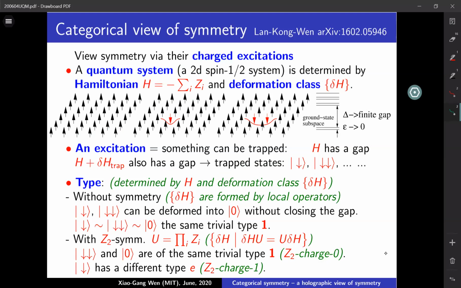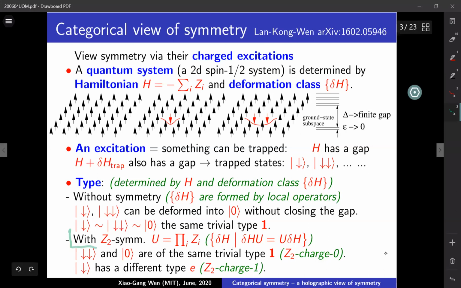In this case, we find that the single spin flip and a double spin flip can all be smoothly connected to the ground state, no spin flip, via a rotating magnetic field. When you rotate the magnetic field, we can just rotate the spin. So without closing the energy gap, that's very important. If you can deform without closing the energy gap, that means they are equivalent. So all three excitations are equivalent, and the no-excitation zero ground state is actually also called an excitation, but we call it the trivial type. So in this case, you don't have a nontrivial type if you don't have a symmetry.